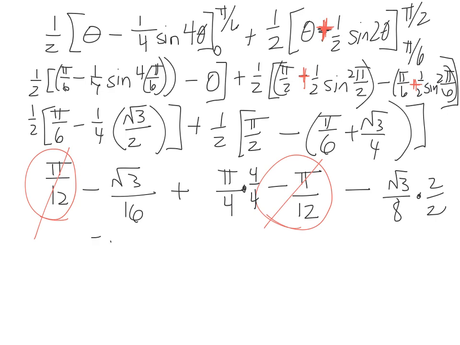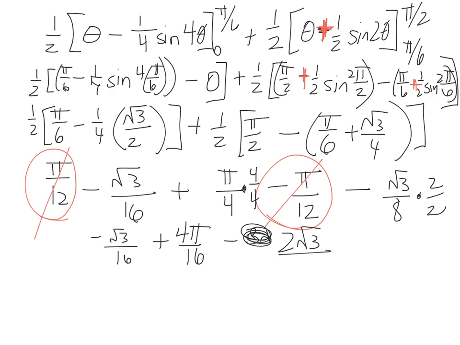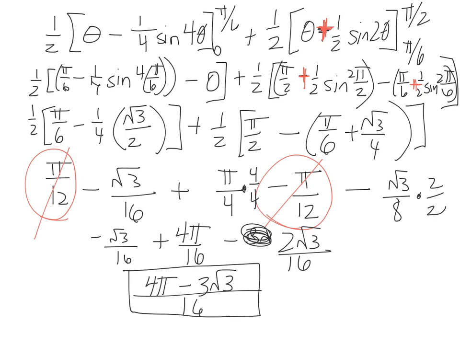So this would be negative square root of 3 over 16 plus 4 pi over 16 minus 2 square roots of 3 over 16. And the first term and the last term are like terms, so we can combine those. Negative square root of 3 and negative 2 square root of 3 makes negative 3 square roots of 3. So it's going to be 4 pi minus 3 square roots of 3 over 16. That's the answer to this problem.